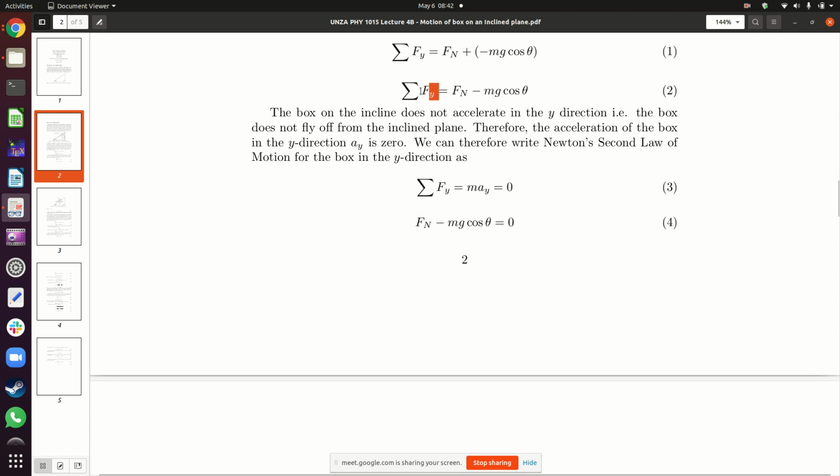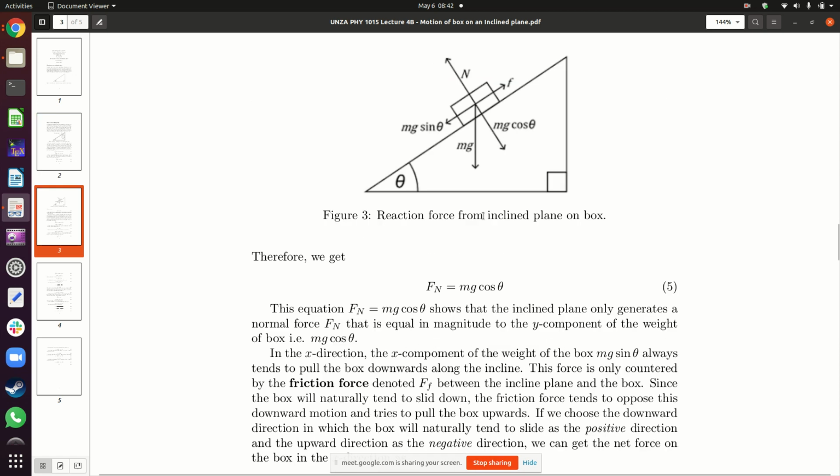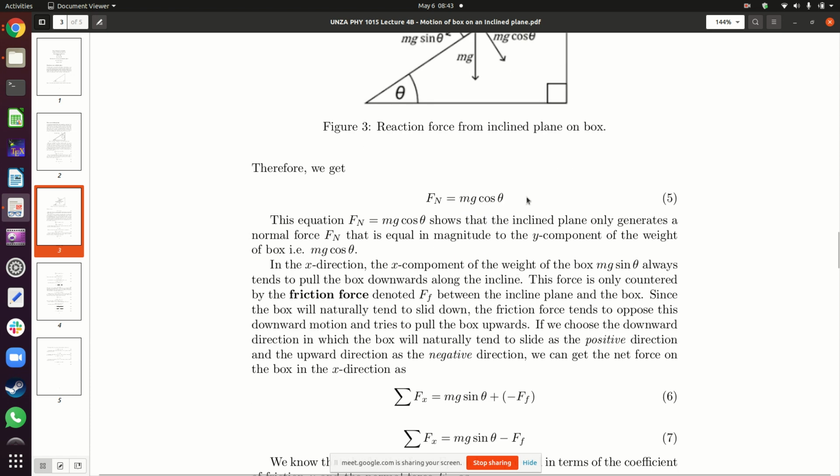But this side, your resultant force, the sum of the forces along the y, is the normal force minus mg cos theta. That's what you have here. So you have the normal force minus mg cos theta on this side equal to 0 on that side. So for this Fn minus mg cos theta, you move this part to the other side, and you end up having the normal force being equal to mg cos theta, like that.